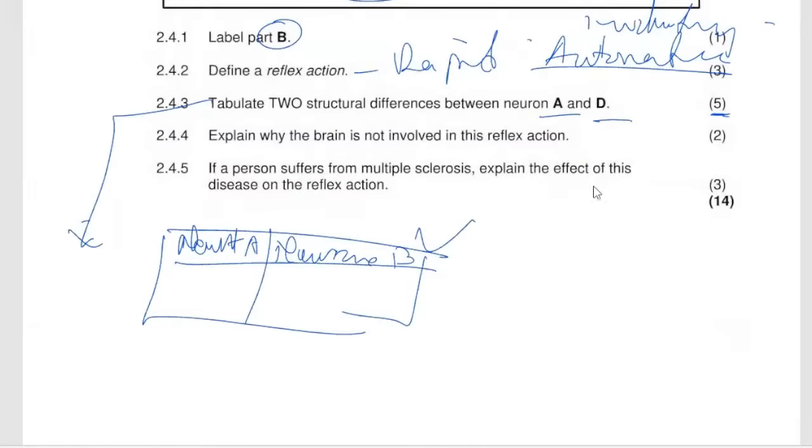If the person suffers from multiple sclerosis, explain the effect of the disease. Basically, what happens if someone is suffering from multiple sclerosis?